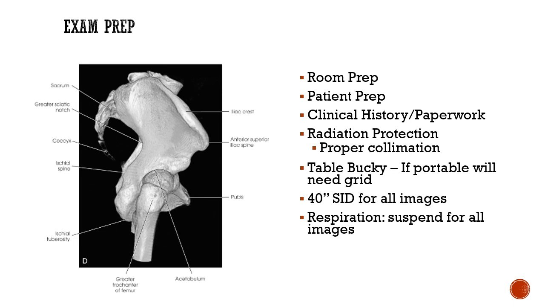Proper radiation protection is not going to be shielding, it's going to be proper collimation. The table bucky, if portable, we will need a grid. We're going to use 40-inch SID for all images of the hip and the pelvis, and respiration to suspend for all images.